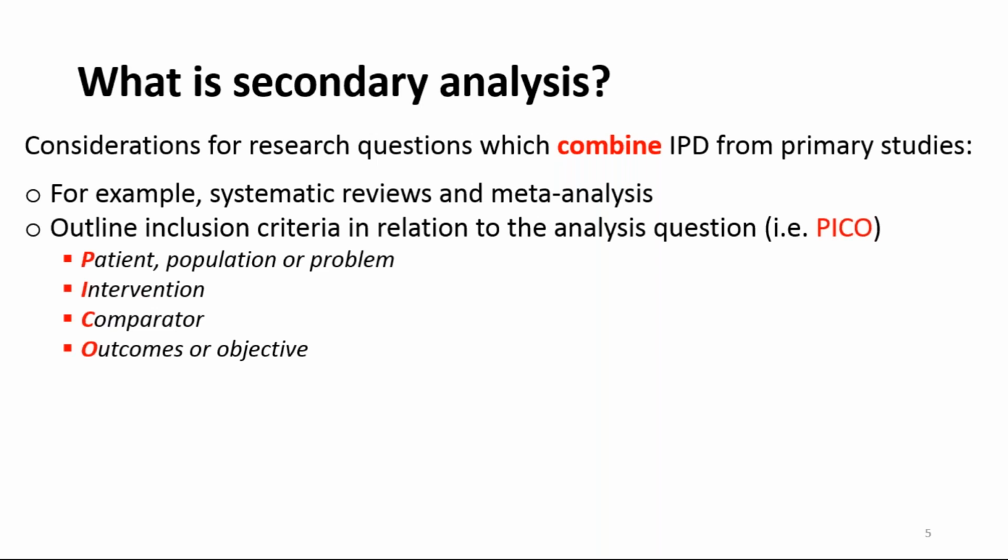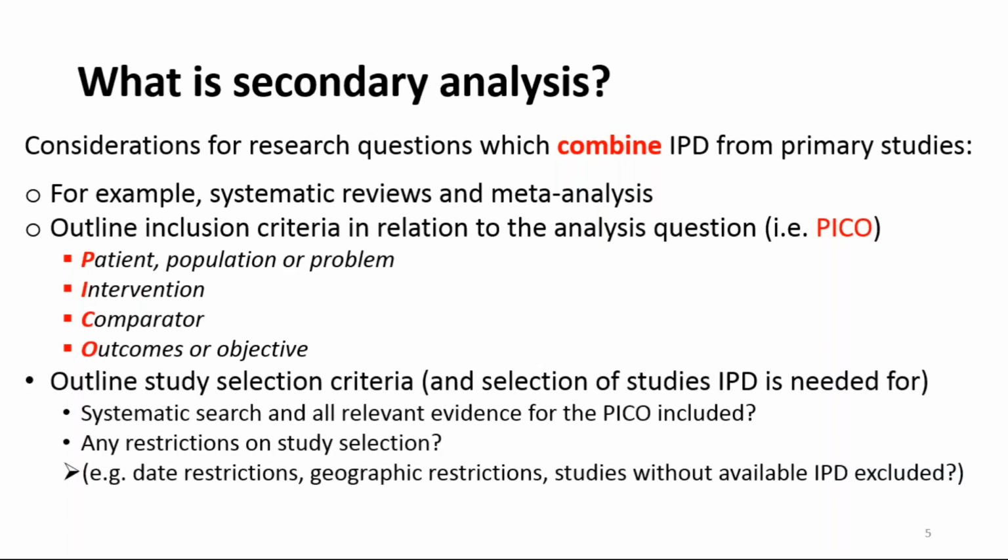And a good framework to do this is the PICO framework. So P being patient, population or problem, I being intervention, C comparator, and O objectives or outcome. It should be possible in the research proposal, the formulation of the research question, to clearly and specifically outline what each of these PICO criteria is.